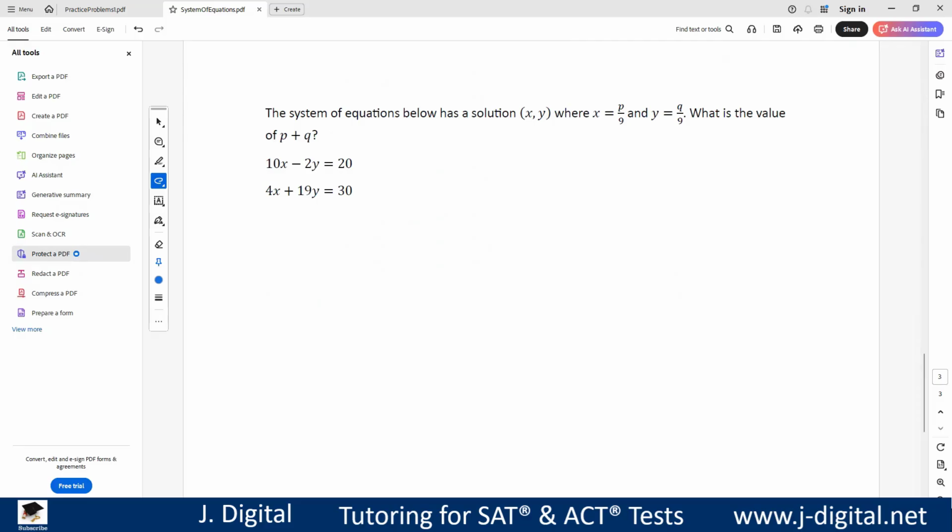So let's take a look at this system of equations problem. It says the system of equations below has a solution x, y, where x equals p over 9 and y equals q over 9. What is the value of p plus q? Okay, so in our equations themselves, we just have x and y, no constants. So we can just use decimals to see where they intersect. Again, if you graph it, depending on how nice the numbers are for x and y, it might not give you the exact value, it'll round. So again, we want to try to use regression when we can.